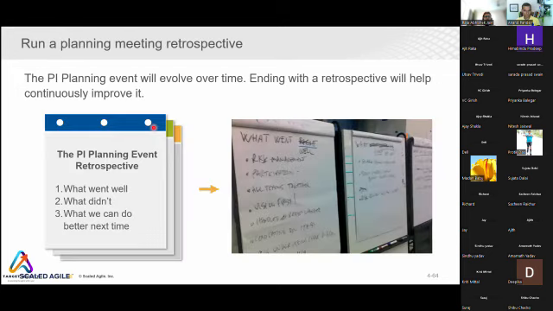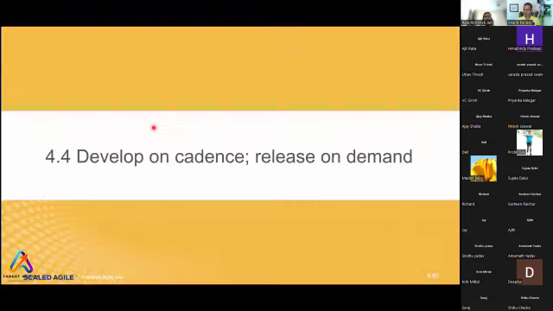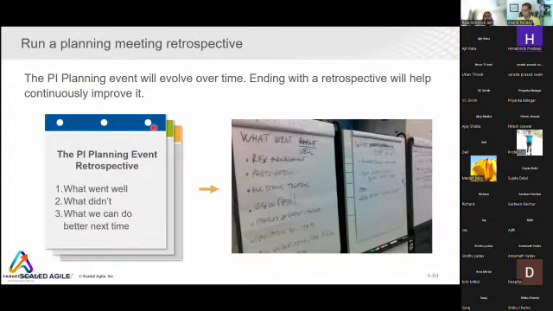Okay, and the last thing is the retrospective. You conduct a retrospective for the last 2 days only, not for the last PI, but for the last 2 days. What went well, what didn't, and how we can plan better next time. So PI planning evolves over time, and ending with the retrospective helps continuously improve it. So this is what PI planning is all about. Any questions?